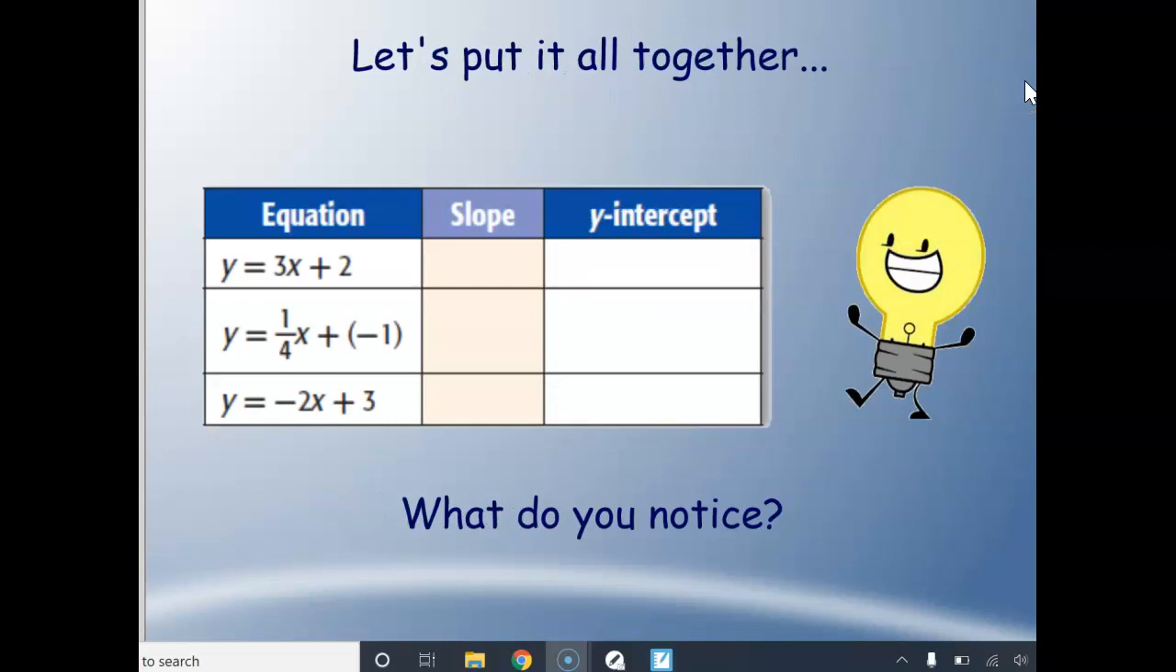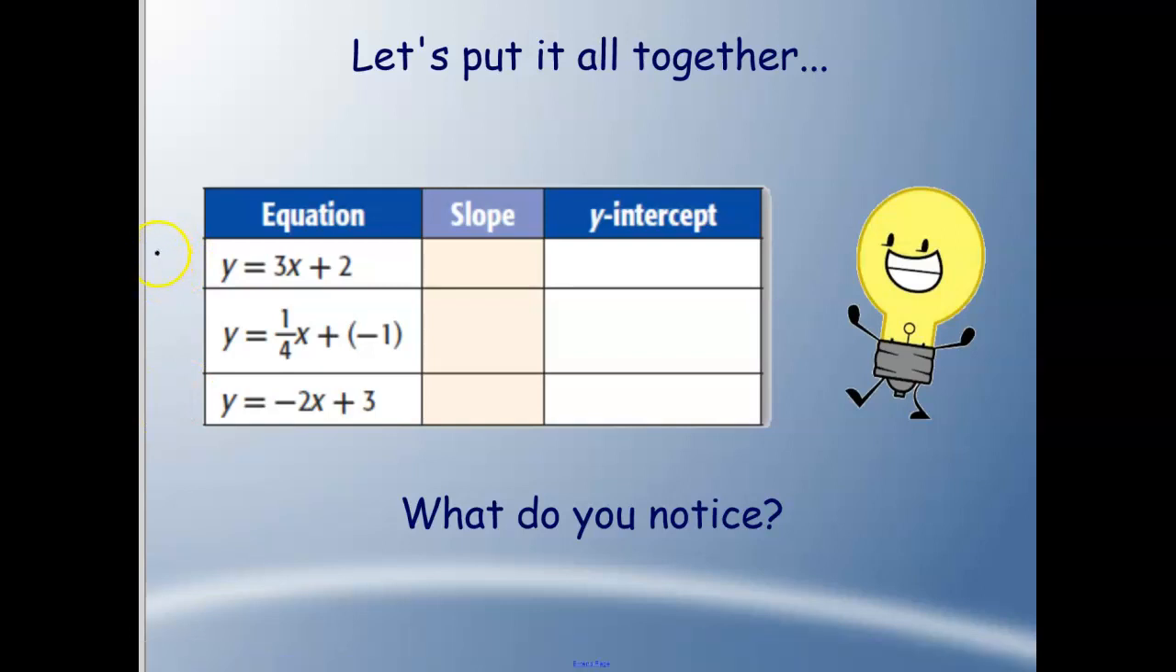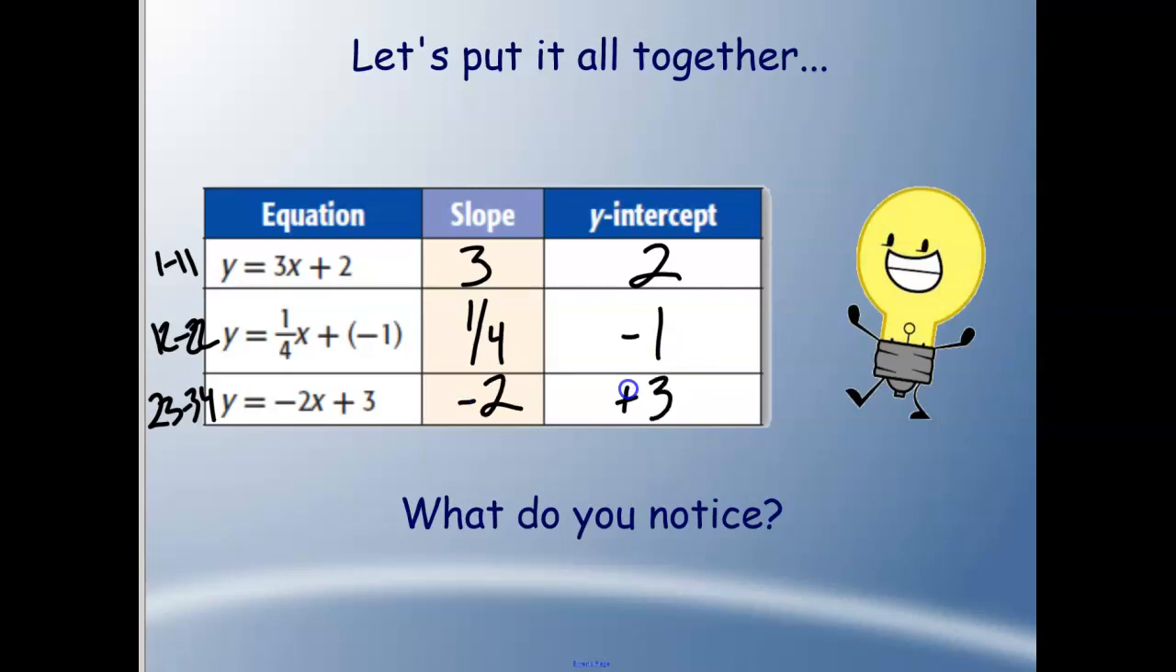Okay, so now we're going to put it all together. If you were the first group of people that did this one, if you're 1 through 11, you should have gotten a slope of 3 and a y-intercept of 2. If you were this group right here, that was 12 to 22, you should have gotten a slope of 1/4 and a y-intercept of -1. And if you were the last group right here, 23 through 34, you should have gotten a slope of -2 and a y-intercept of +3, or just 3. So you can check your answer and see if you got it right.